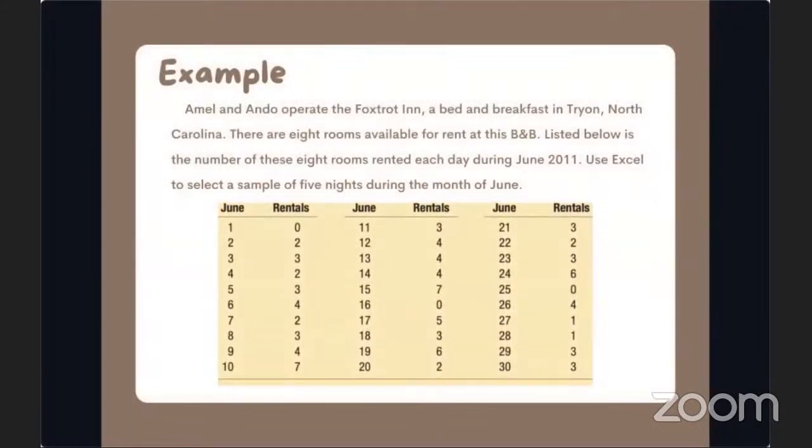For example, Amel and Ando operate the Fox Sport Inn, a bed and breakfast in Tryon, North Carolina. There are 8 rooms available for rent at this B&B. Listed below is the number of the 8 rooms rented each day during June 2011. Use Excel to select a sample of 5 nights during the month of June. You can see it in this picture.